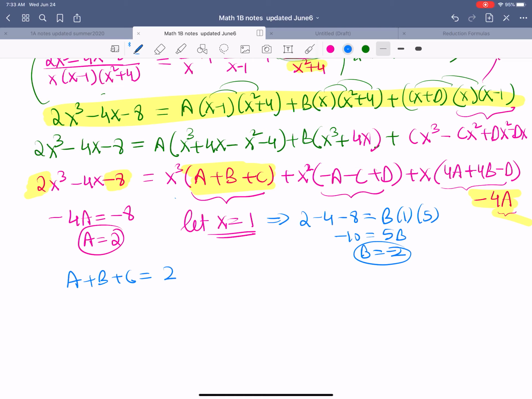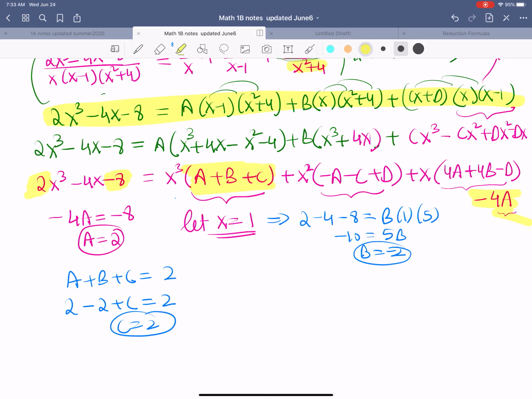I already found the B using clever substitution. If you don't do this, you have to solve a lot of systems of equations if you equate the coefficients. So clever substitution did help me at least get some values. So A is positive 2, B is negative 2, and that turns out to be C is also equal to 2. Well, that's nice. C is also equal to 2. Let's go ahead and find the D now.